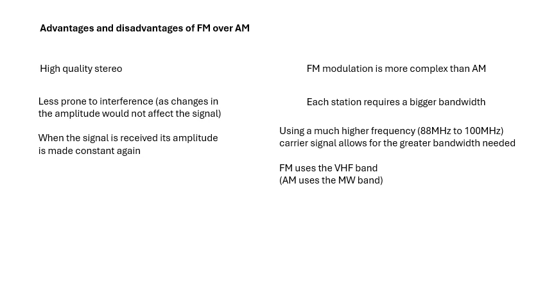You use megahertz, 88 megahertz to 100 megahertz. The higher the frequency of the carrier waves, the more stations you can squeeze in. This is why for satellite communication, you can have lots and lots of channels, because they use gigahertz. FM uses the VHF band, very high frequency. AM uses the medium wave band.